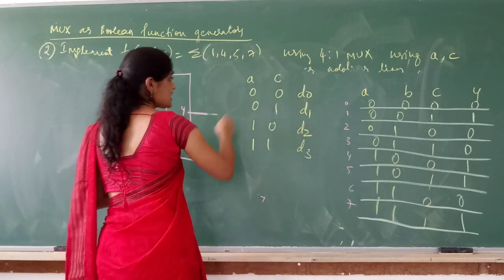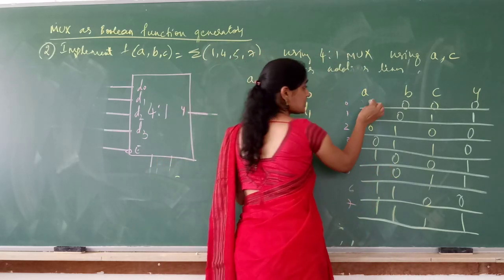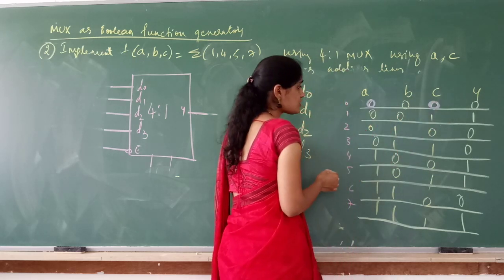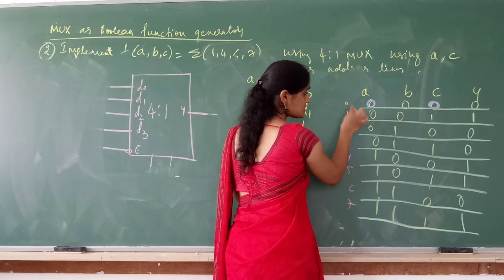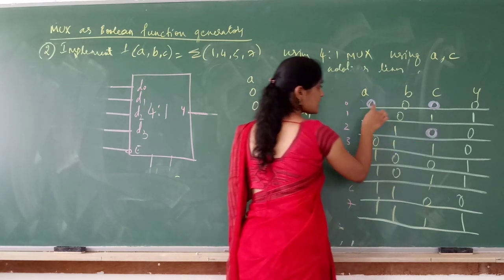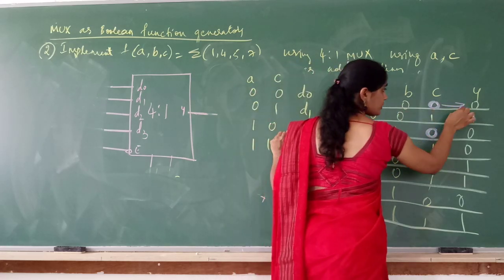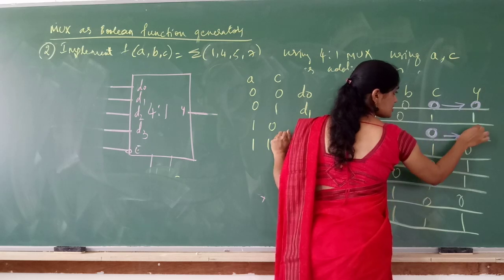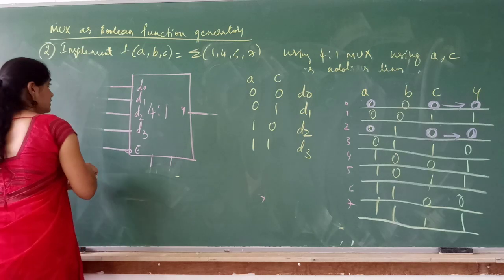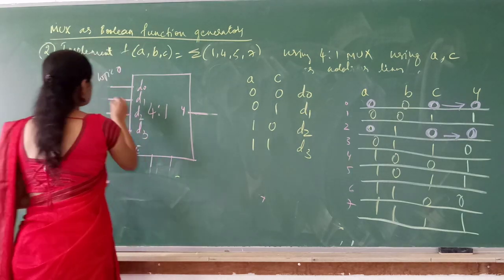Now, AC 0, 0. Mark. Concentrate on AC. A is 0, C is 0. Any other combination where A is 0, C is 0? Yes, we have here. 0 and 2 will take A as 0 and C as 0. Analyze your output. What is your output? Output is 0. For this also output is 0. So what is D naught? Easily you can tell D naught is 0. D naught is logic 0.